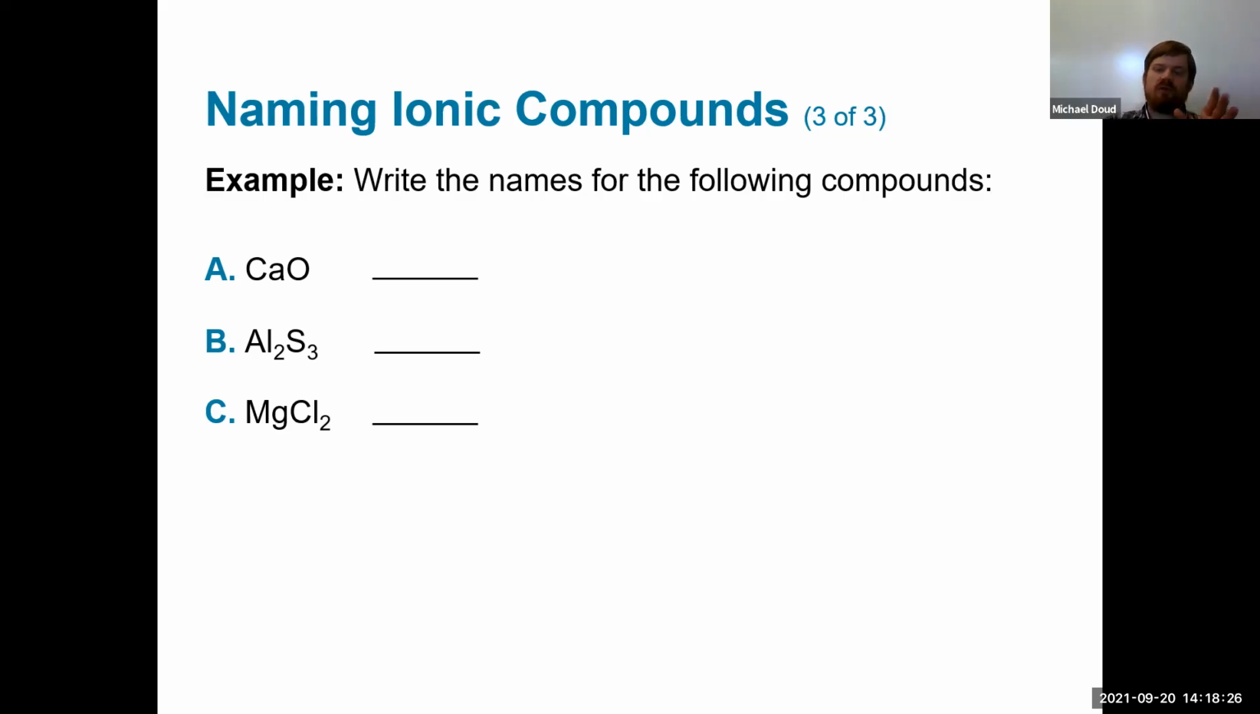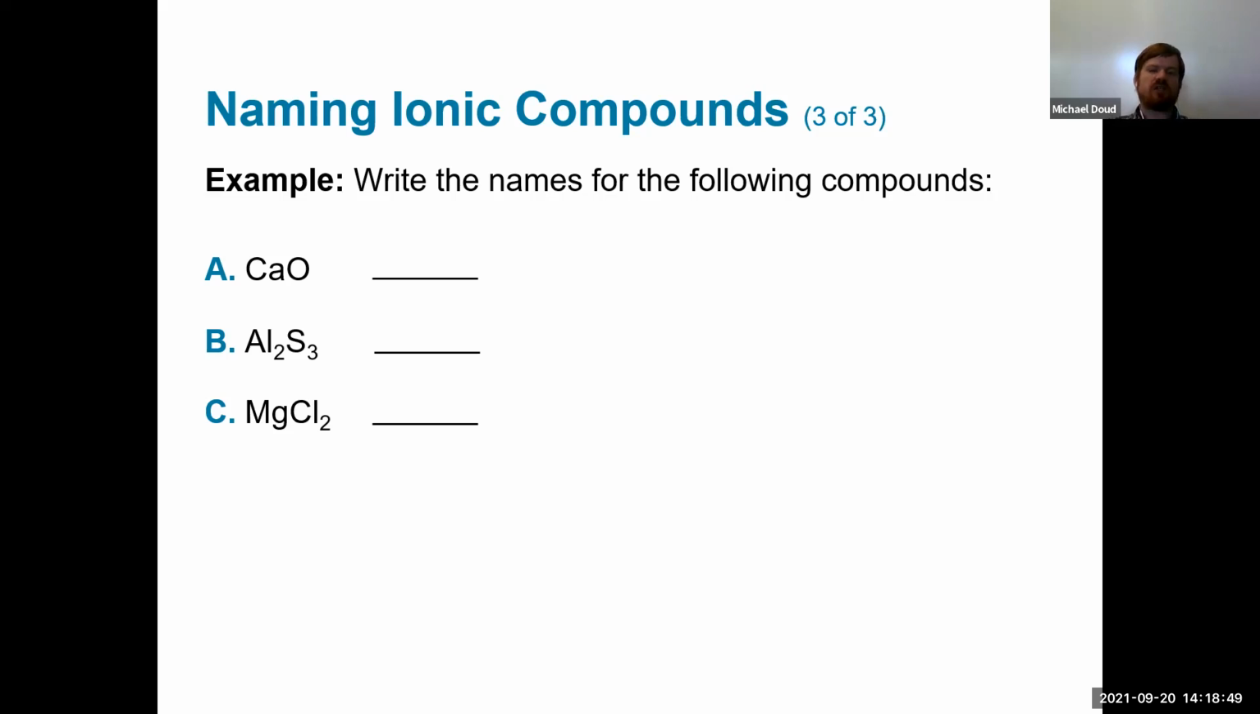You can pause the video now if you want, or I'll walk you through as we talk about it. So for example, CaO. CaO is a combination of Ca, which is calcium, which forms a 2+ ion, and O, which is O2-, which is oxide. So the name for CaO should be calcium oxide.